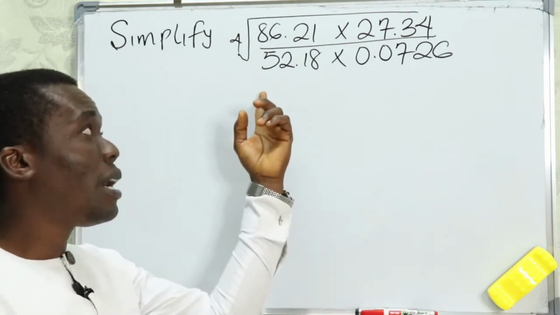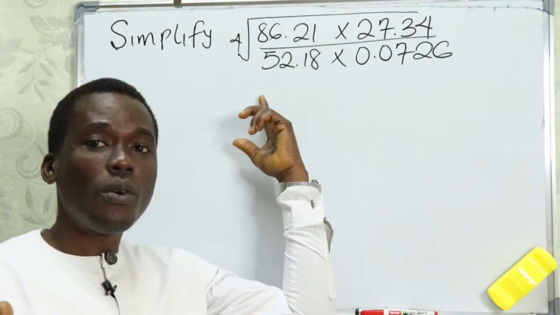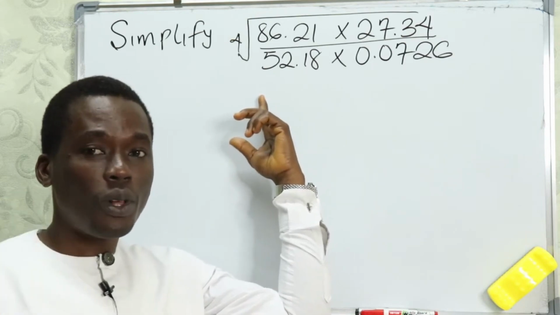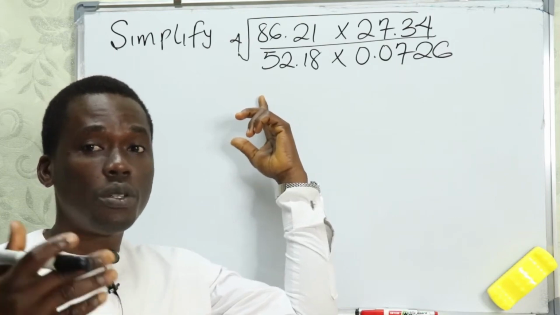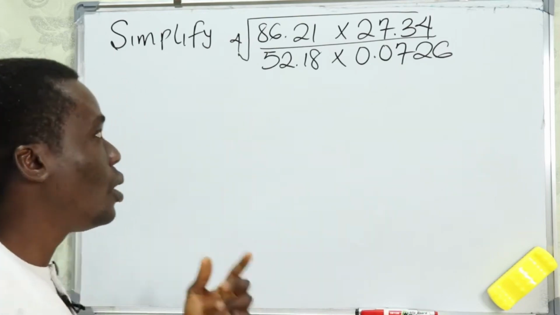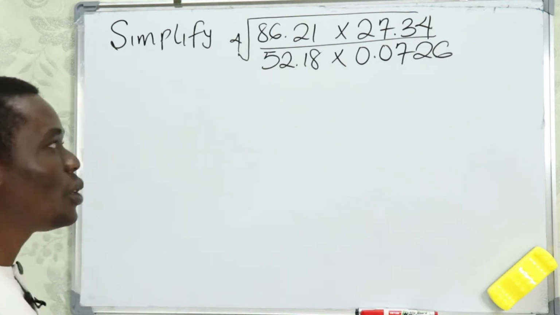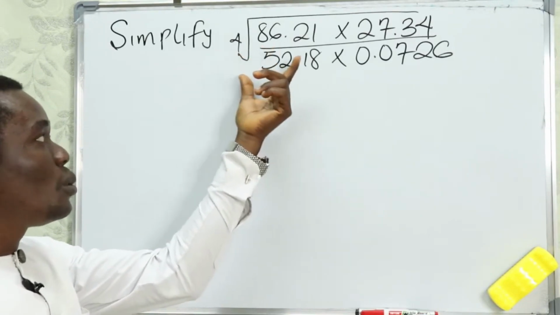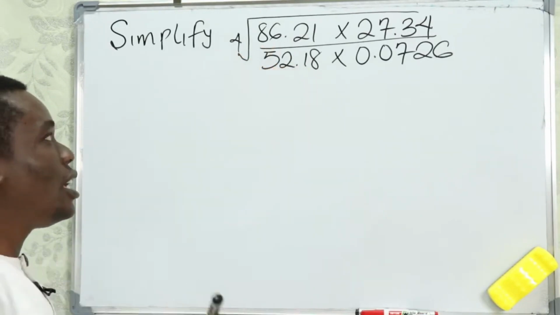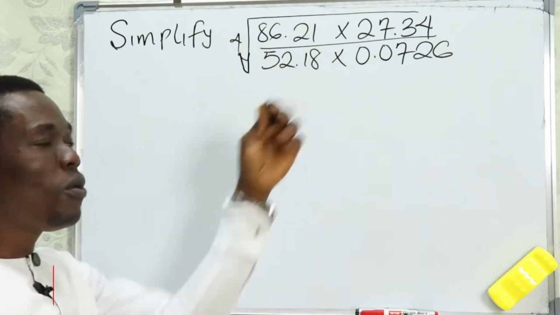Questions like this will come asking you to simplify. In some instances, they might not ask you to use the log table, but in some instances, they will tell you to evaluate using the log table. So when you are asked to evaluate this, you should know that you are going to use the logarithmic table. Now, the fourth root is for the whole fraction.